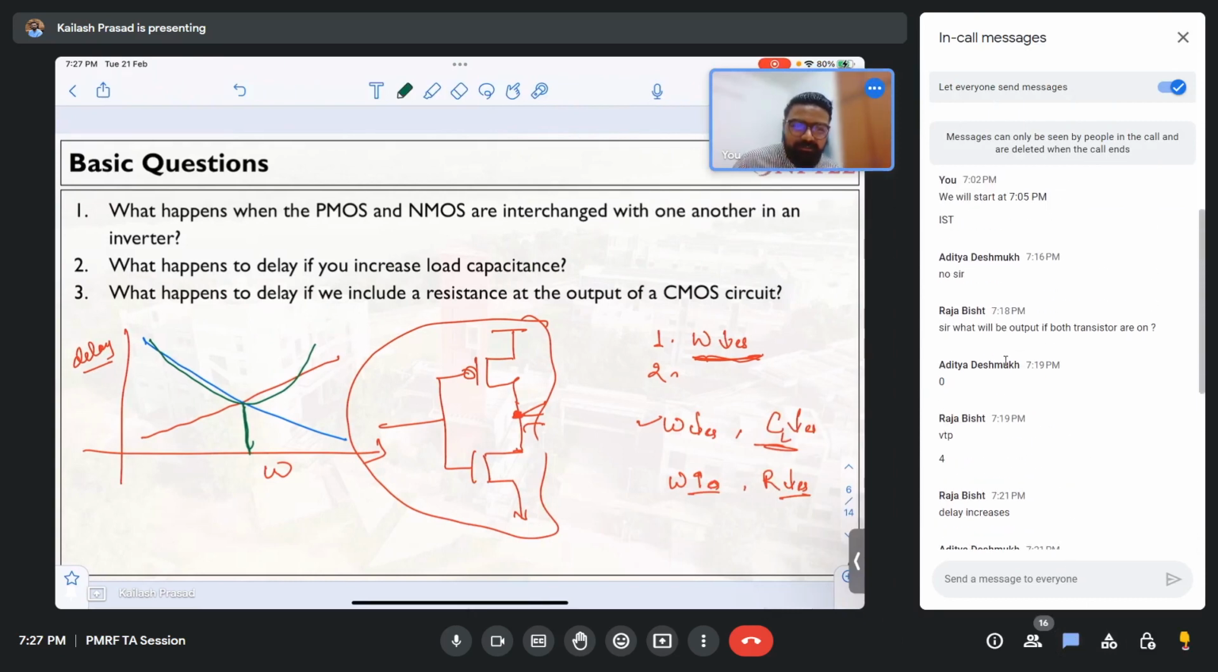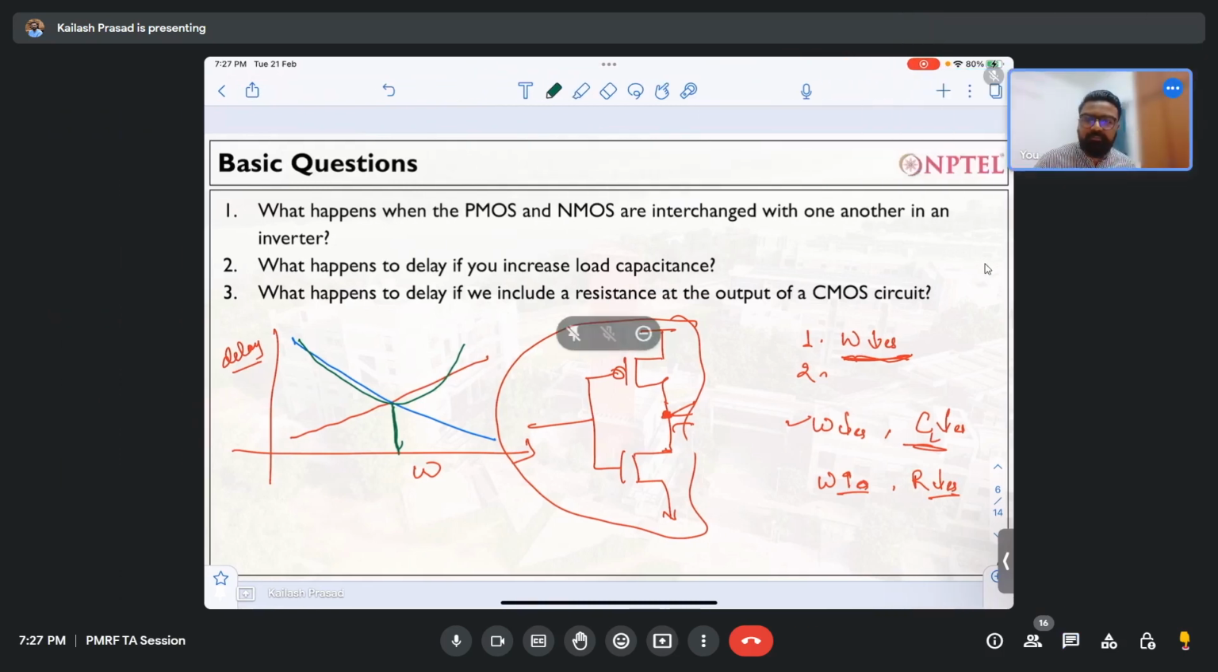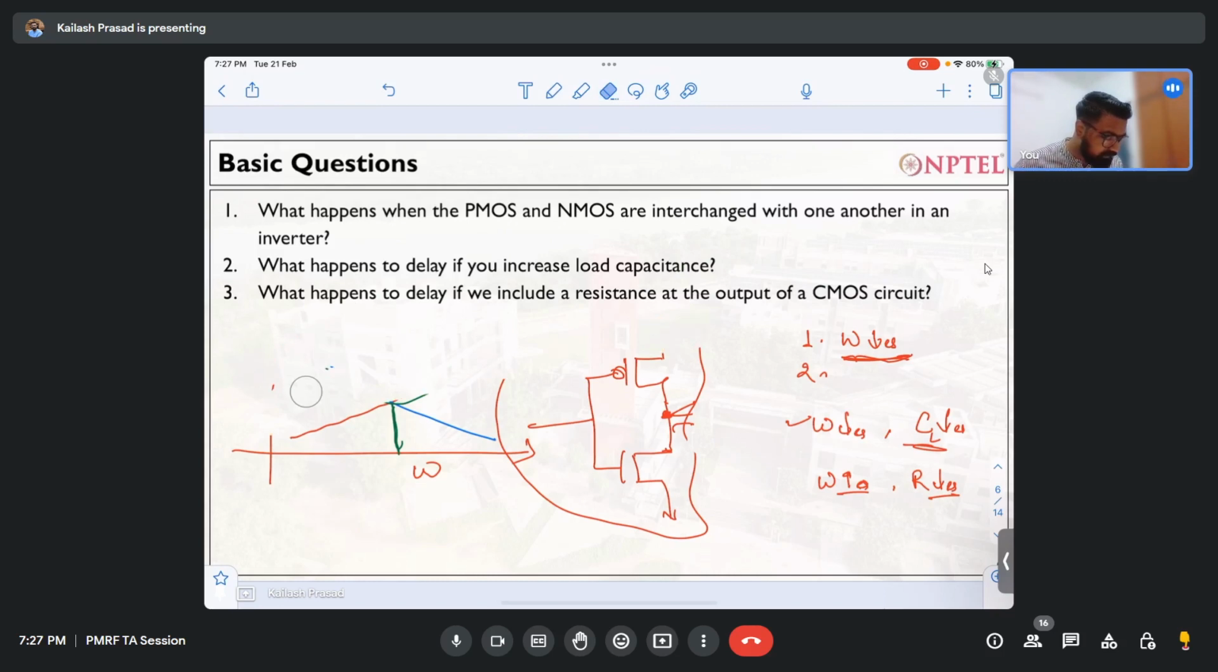Now, I think I had one question from Raja. What will be the output if both the transistors are on? Let us try to answer this particular question from Raja, because he has put that question in the chat.